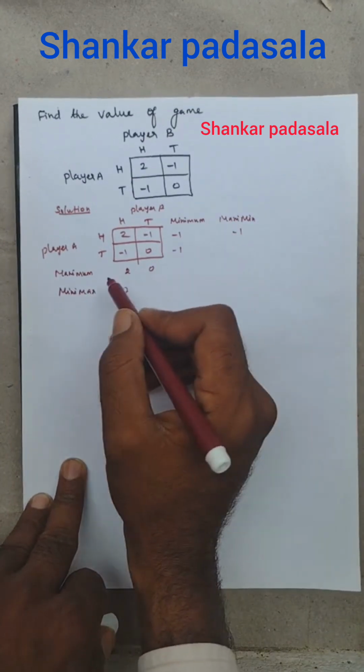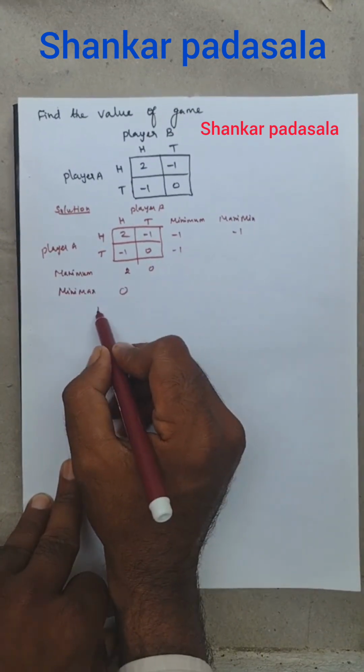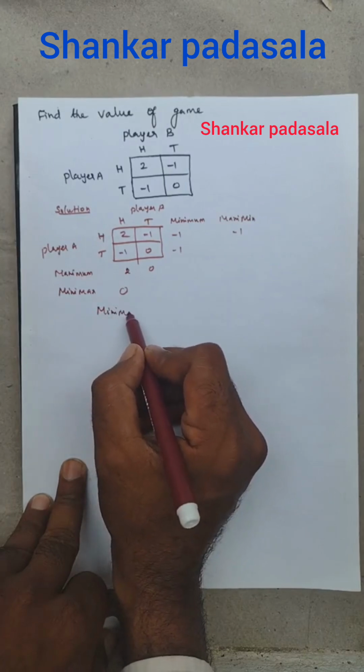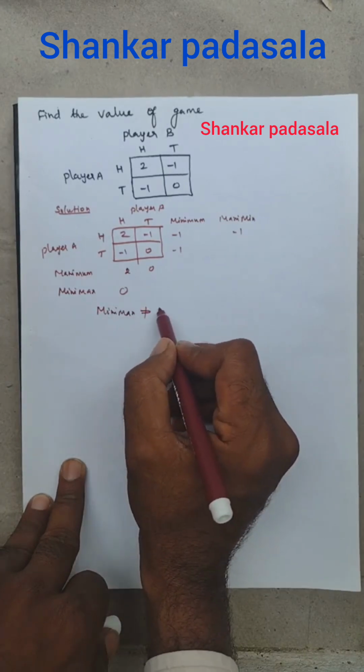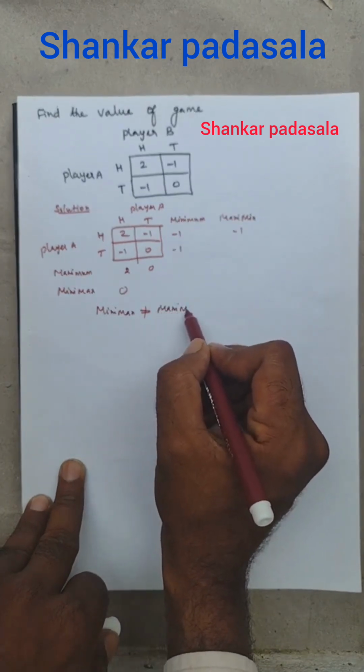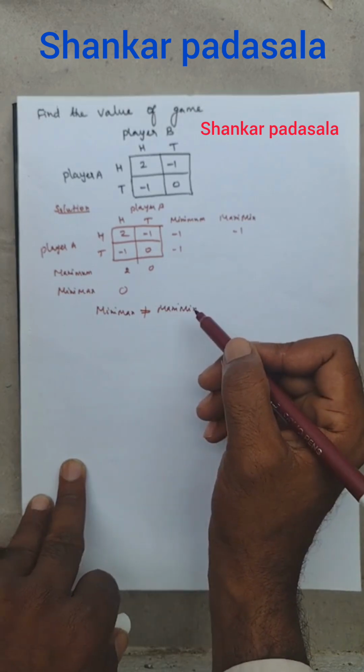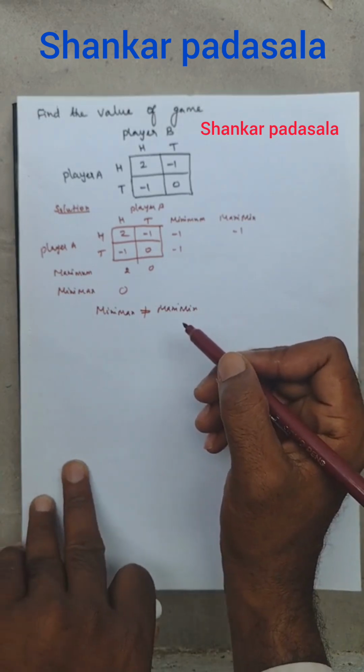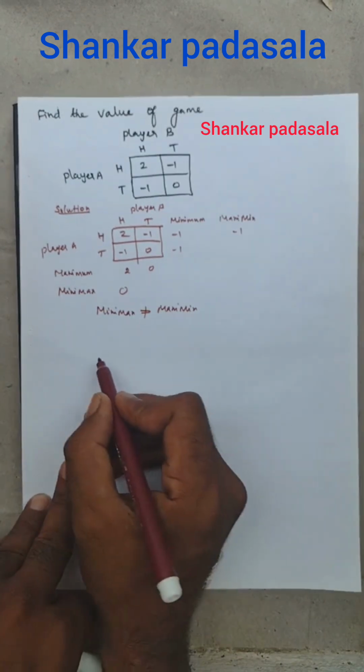So now in this problem, minimax does not equal maximin, which means there is no saddle point. So now how are we going to solve the problem?